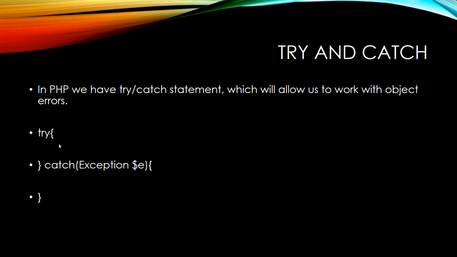Then we have another statement over here in try catch, that's a throw. Now the throw is how you trigger an exception. We'll see that in a bit. And whenever you are having a throw statement, it must have at least one catch. So let's go ahead and take a look at an example.